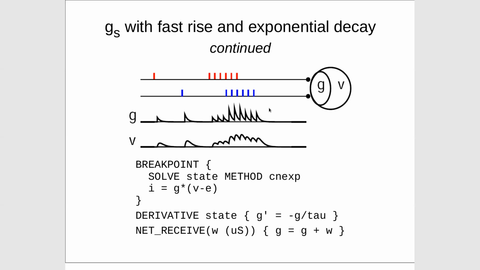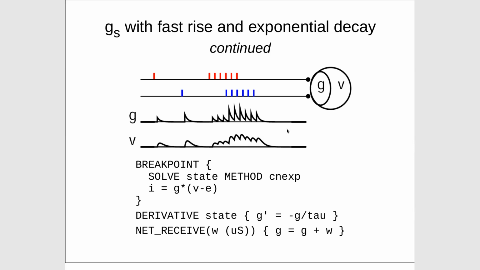All this works well because this is a linear synaptic mechanism, and the superposition principle holds because it's a linear ODE. Okay? All right. So this is our breakpoint block, just to remind you, our derivative block and our net receive block. Just to remind you, that's what's going on that causes G to jump like that, okay?